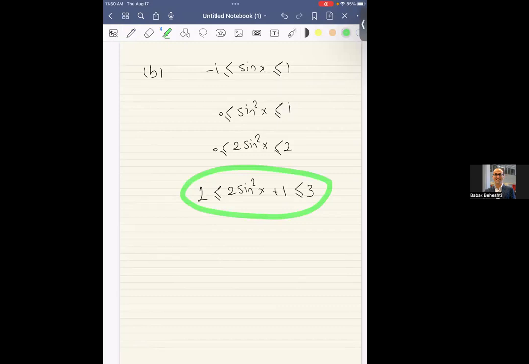Okay, so why 0? Because sine square cannot be negative, right? Sine is between -1 and 1, yes. Just square, so sine square has to be greater than or equal to 0. If you square a negative number, you get a positive number, right?